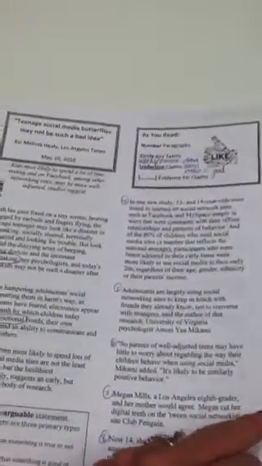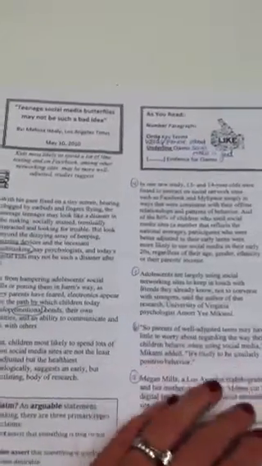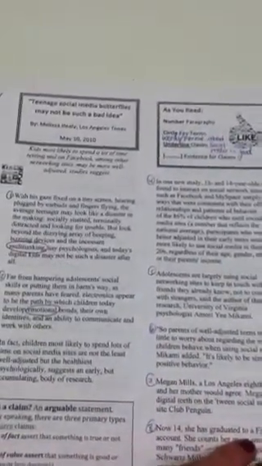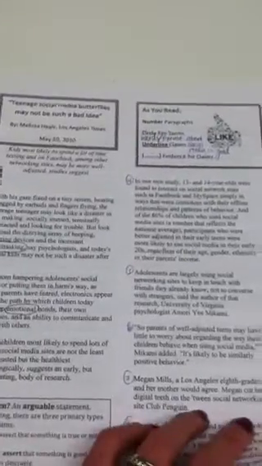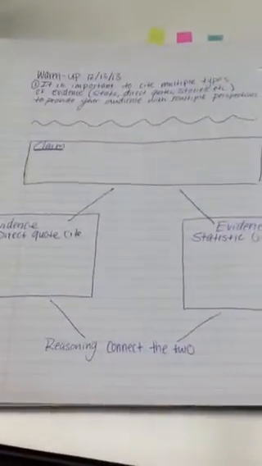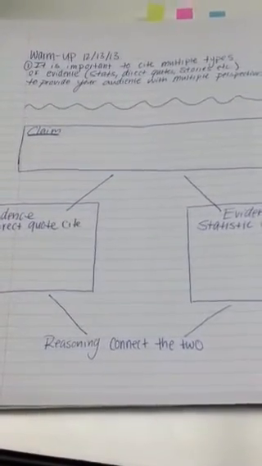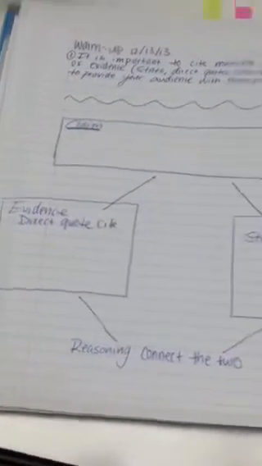On page 94 is Teenage Social Media Butterflies May Not Be Such a Bad Idea. Again, marking of the text, close reading strategies for an information or nonfiction piece, and analyzing the author's claim. Page 95 is a warm-up looking at multiple citation types, and then also a graphic organizer we wrote to start thinking about how to connect evidence to our reasoning, and then finding a direct quote sometimes or a statistic perhaps.